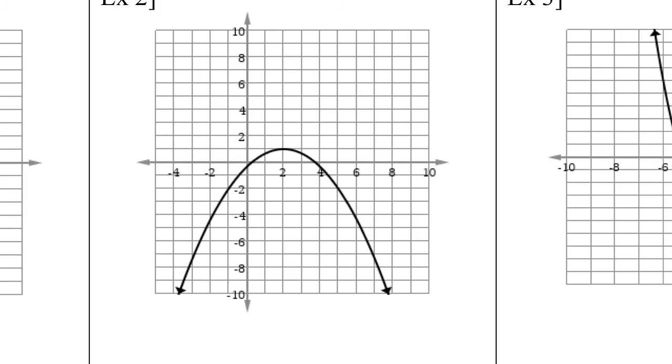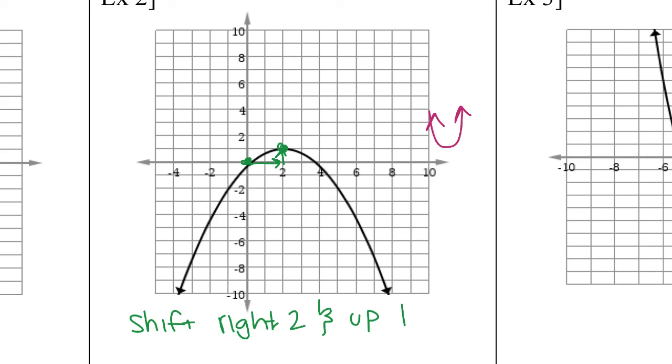Number 2, start with your vertex, see if there's any shifts, any translations. So it should be at 0, 0, and now it's here. So that means I had to move right 2 and up 1 to get to my new vertex. So there was a shift right 2 and up 1. Now let's look for a reflection. So it should be facing upwards like this, but this one's actually facing down. So that means that yes, there was a reflection over the x-axis.